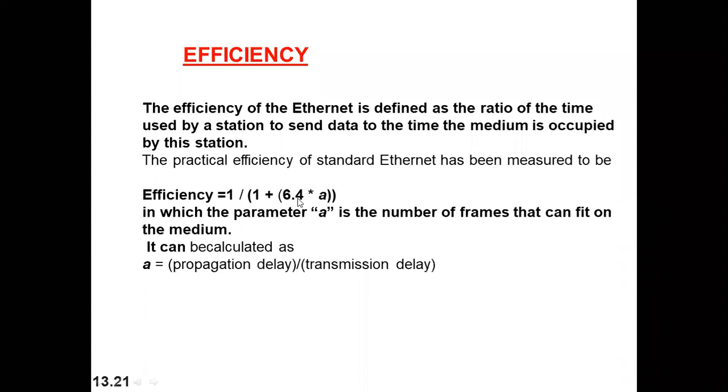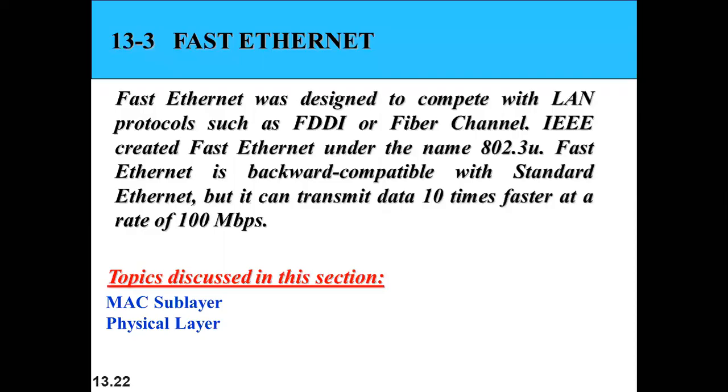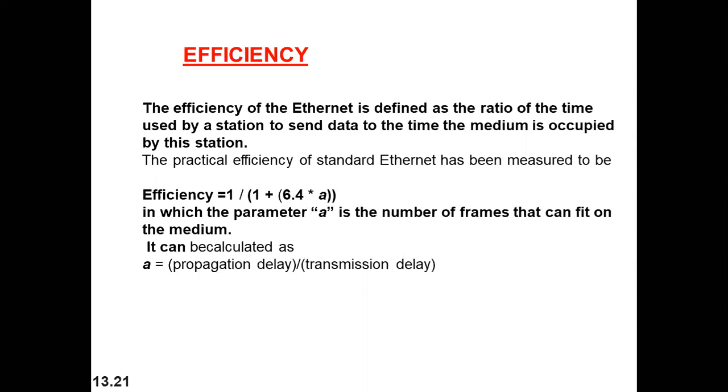Substitute it here. So if you consider any transmission medium or any Ethernet, if you want to find the efficiency, first you need to find the parameter A, which is nothing but the number of frames that can fit on the medium at that instant, which totally depends on the propagation delay divided by the transmission delay. Substituting here gives us the overall efficiency of the device. So this is about the standard Ethernet, different types of standard Ethernet, and how to calculate the efficiency.